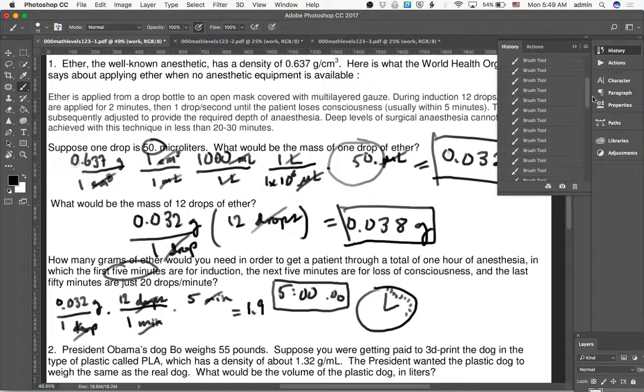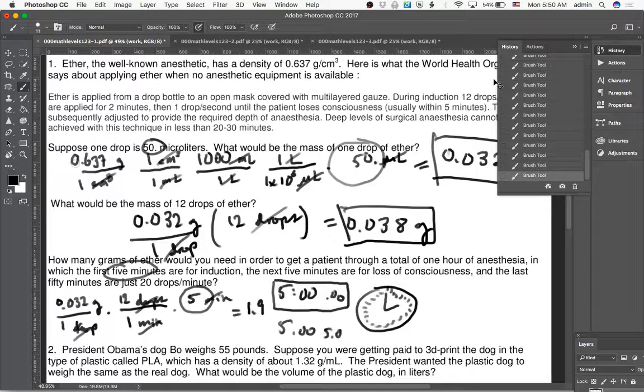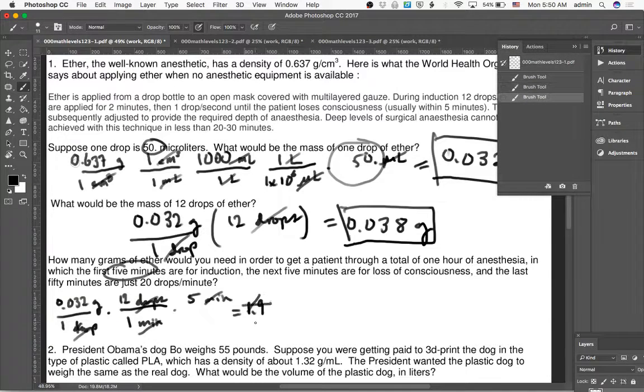Well, okay. Just trying to clean this up here for you. Okay, there we go. So it is not 1.9. Well, okay, it was 1.9, but oops, I undid all that. Okay, so it isn't 1.9. It's going to be 2 grams of ether.